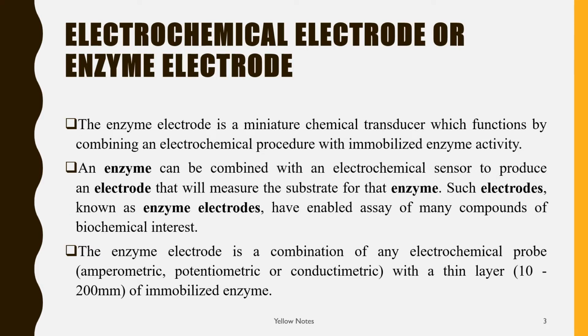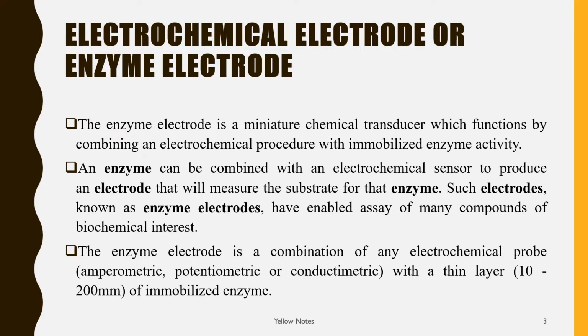What are enzyme electrodes? They are miniature chemical transducers which function by combining an electrochemical procedure with immobilized enzyme activity. In simple words, we can say that an enzyme can be combined with an electrochemical sensor to produce an electrode that will measure the substrate for that enzyme. Such electrodes are known as enzyme electrodes.